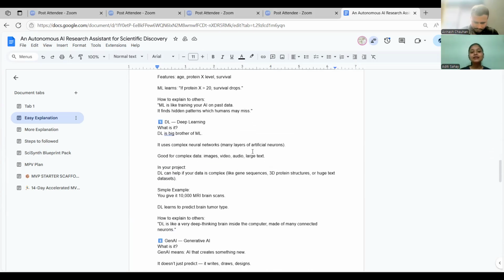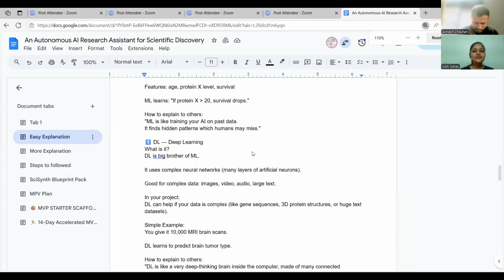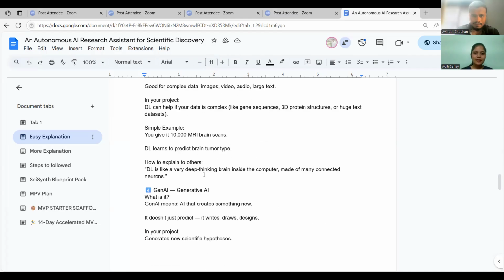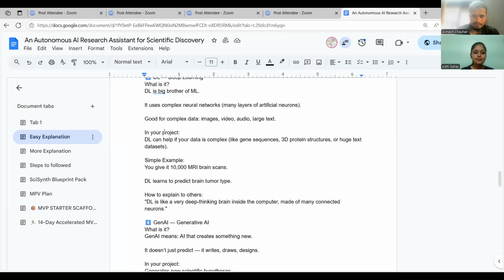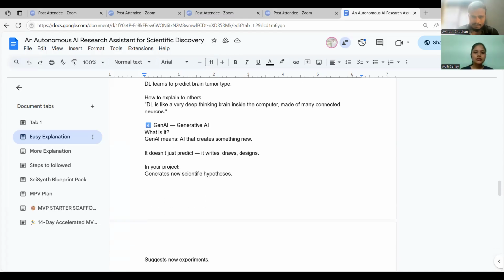So we'll move further with deep learning. You know what deep learning is? Deep learning, you can say, is the big brother of ML. In deep learning, we use complex neural networks. You know what neural networks are, right? I can give you one example of a neural network, that is fuzzy logic. Have you ever read that? If not, go through it once. It is very easy.